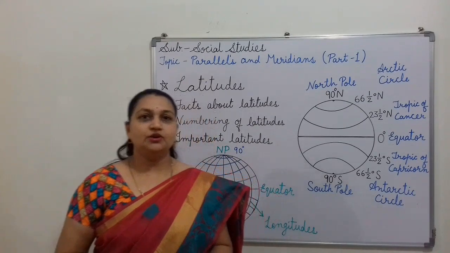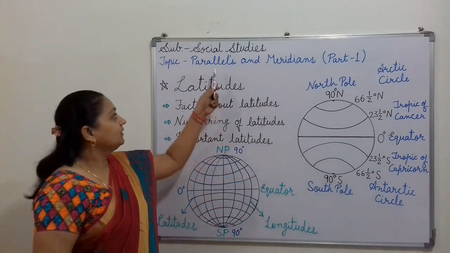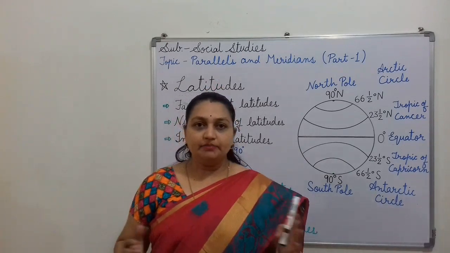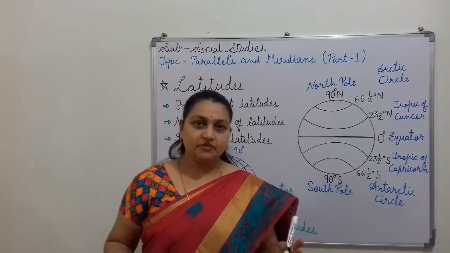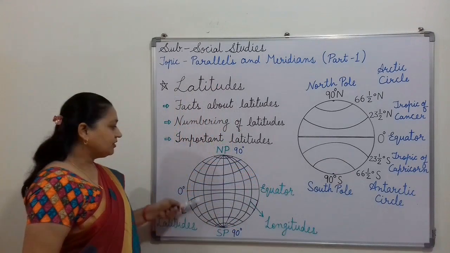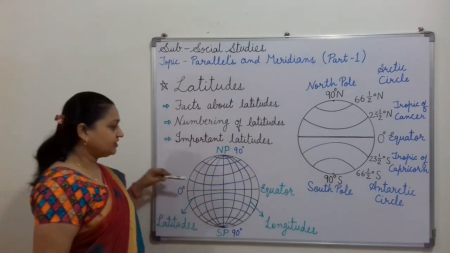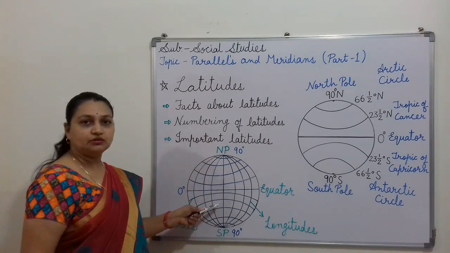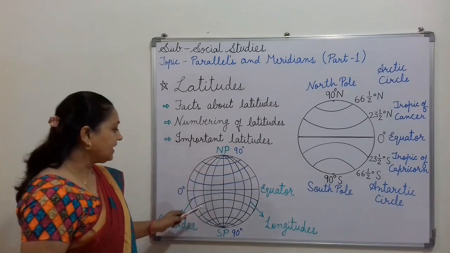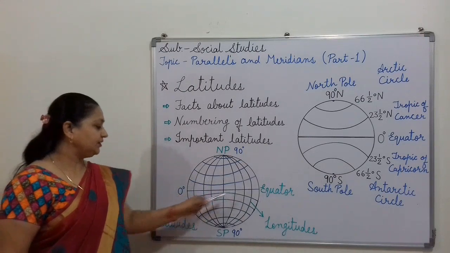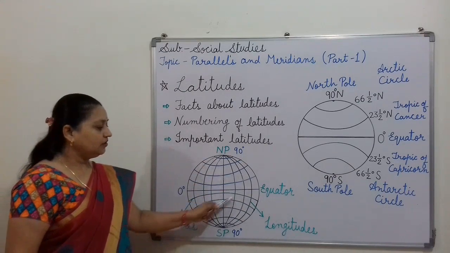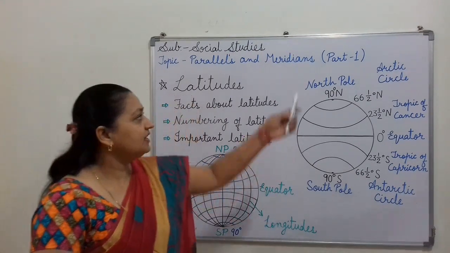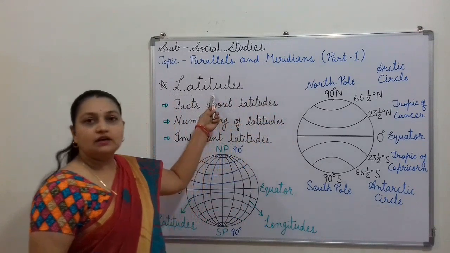Today I will explain the topic Parallels and Meridians. To find any place on a globe or a map, we use a system of imaginary lines which run from east to west and north to south. These imaginary lines are called latitudes and longitudes respectively. Here in part 1, I will explain the latitudes.